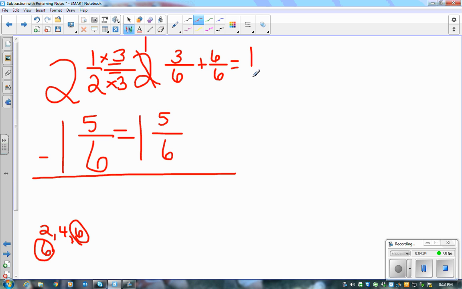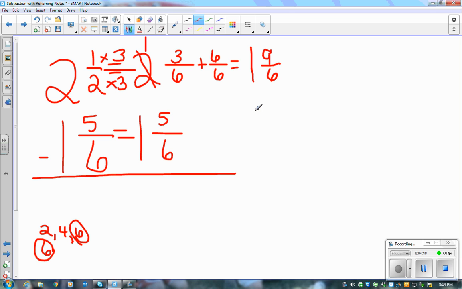So I'm going to bring over my 1 whole that I had. I'm going to add my numerators. 3 plus 6 is 9. And 9/6. Now, this is the same thing as my 2 3/6, because it's just in a different form. Because if I change 9/6, then I would have 1 3/6 that I would add to this, which would be 2 3/6. It's the same thing, it just looks different, so that now I can subtract.